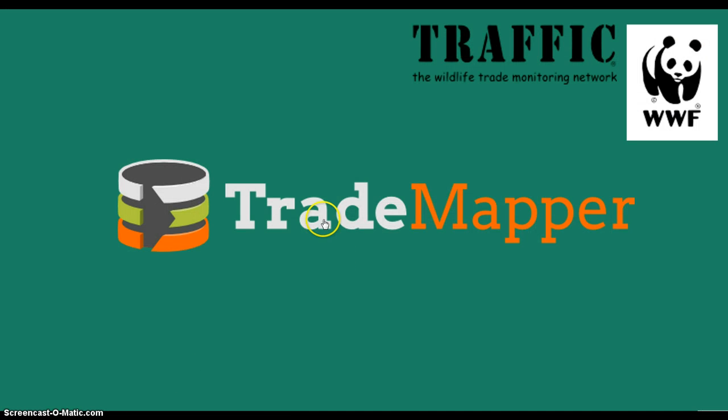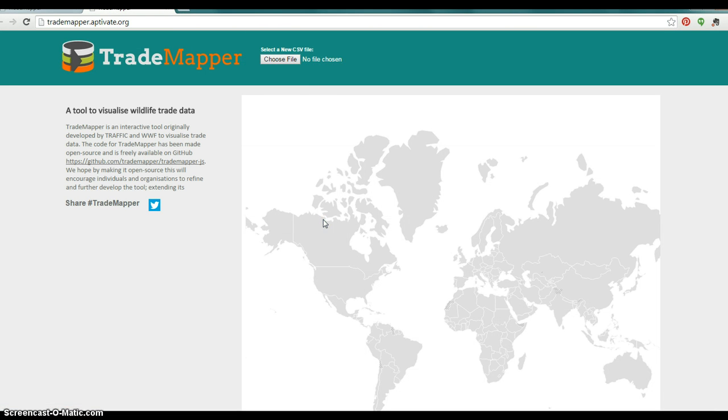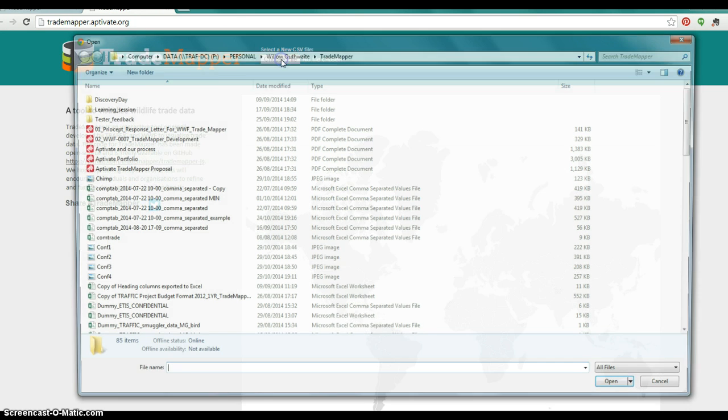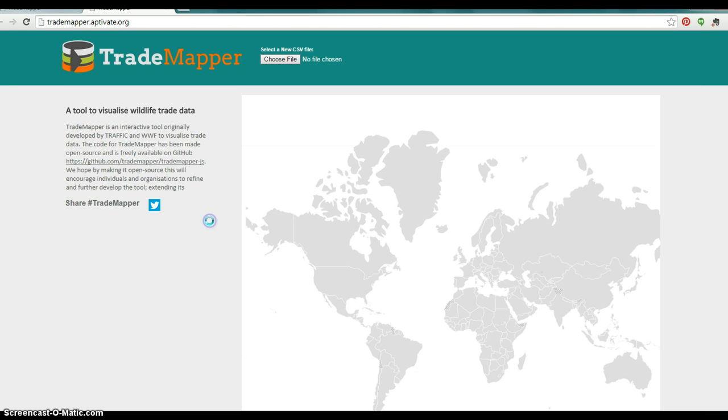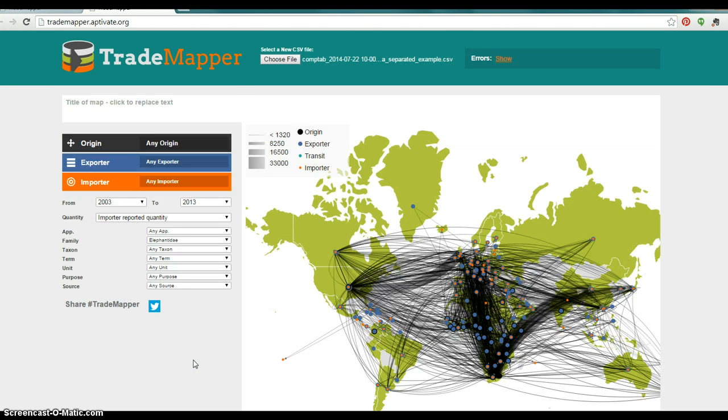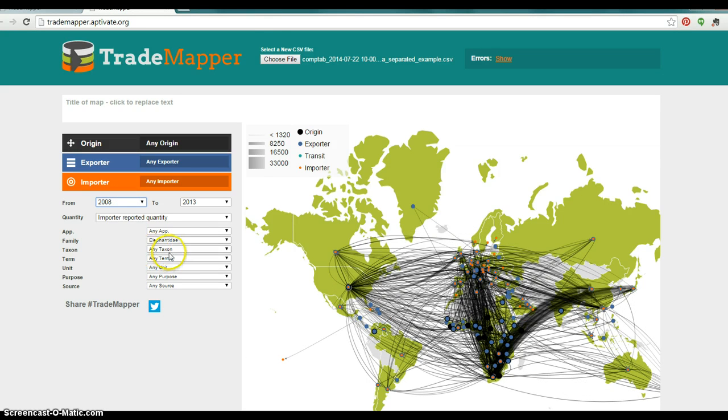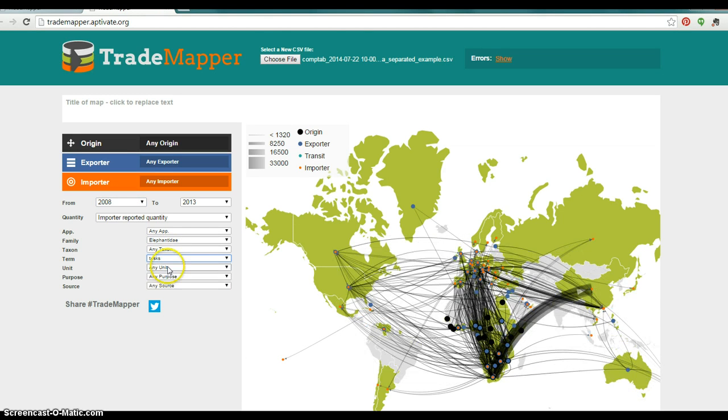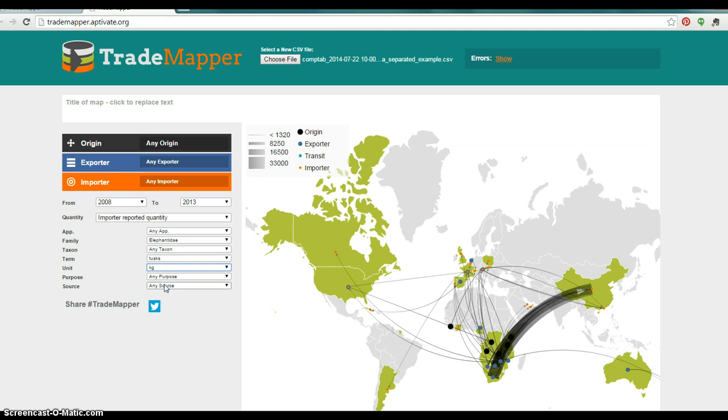Okay, so I've saved that data as a CSV file to my machine, and now I can go to TradeMapper and just navigate to it. And here we go. So this is probably more data than we can make sense of at this point, so we can use the filters on the left hand side to start drilling down to the information that we're really interested in. So I'll start by selecting a smaller time period, and I may only be interested in the trade in tusks, and just those reported in kilograms, and only from wild elephants. And as you can see, this has reduced the data right down to help me investigate my specific question.